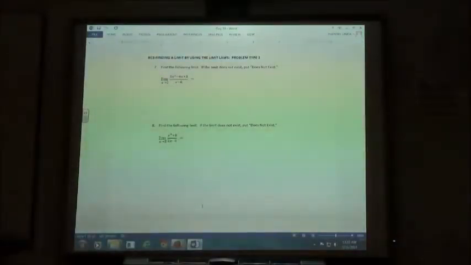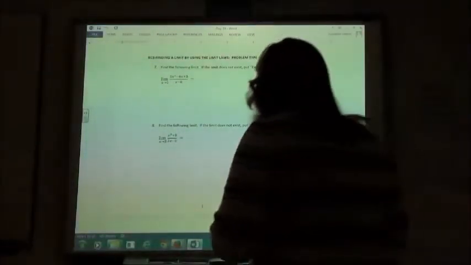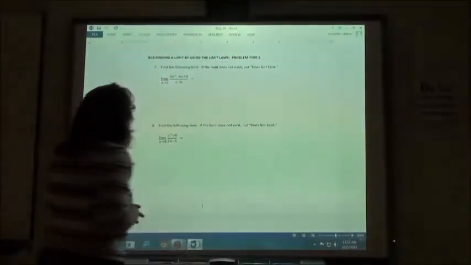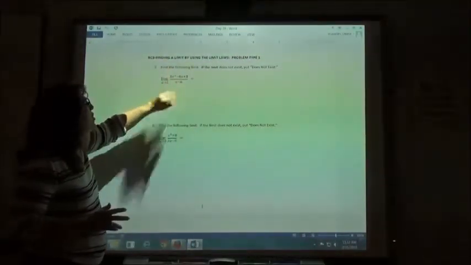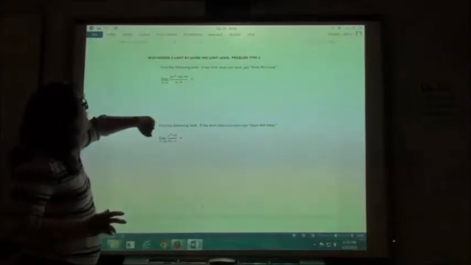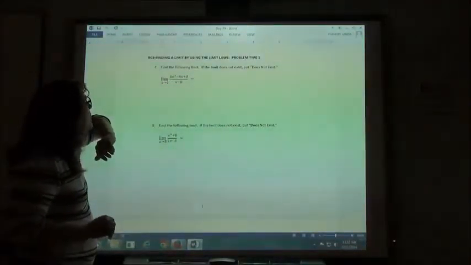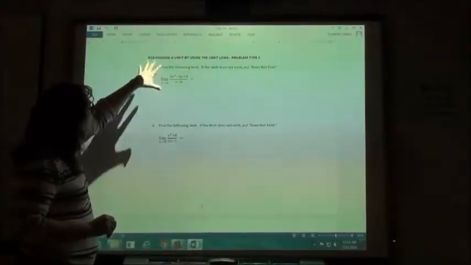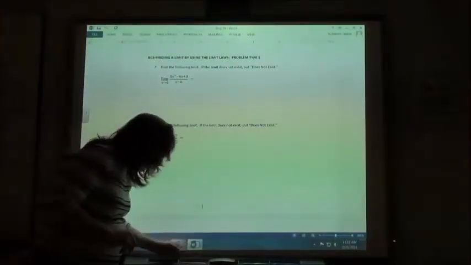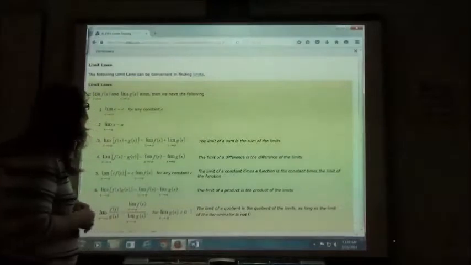7, 8, and 9, and probably a lot of the rest ones, are finding limits when I have a function on here. So I'm going to find the limit as x approaches 1. If the limit does not exist, I'm going to put does not exist. So we want to use the limit laws. So I'm going to go over here and bring up my limit laws.